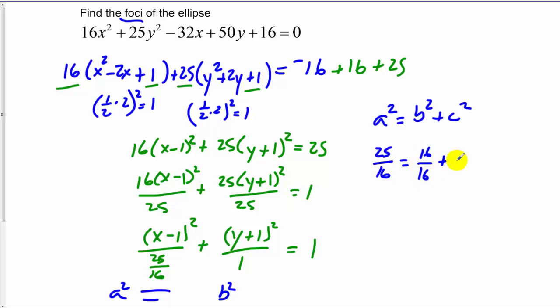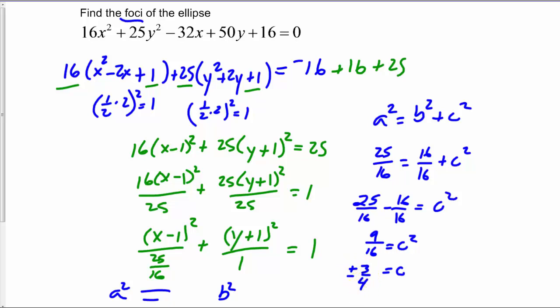And that's going to leave me with my c squared term, which I need to find in order to get the focus. So I subtract 16 from both sides to get me c squared. Turns out c squared is equal to 9/16. So c is equal to plus or minus 3/4.